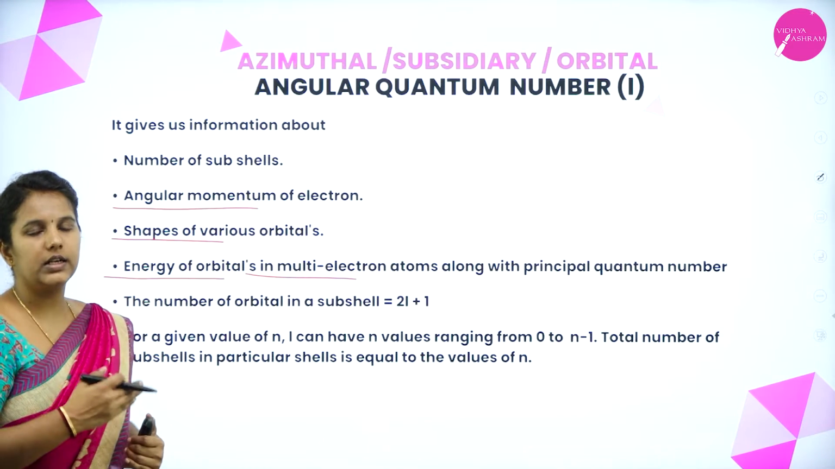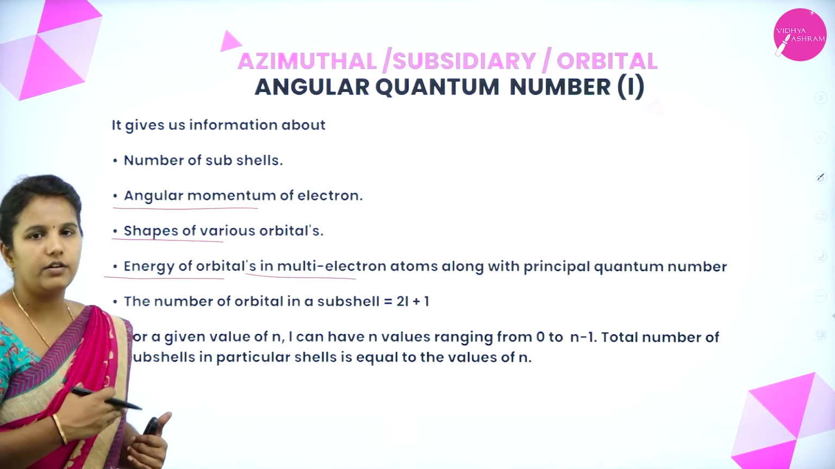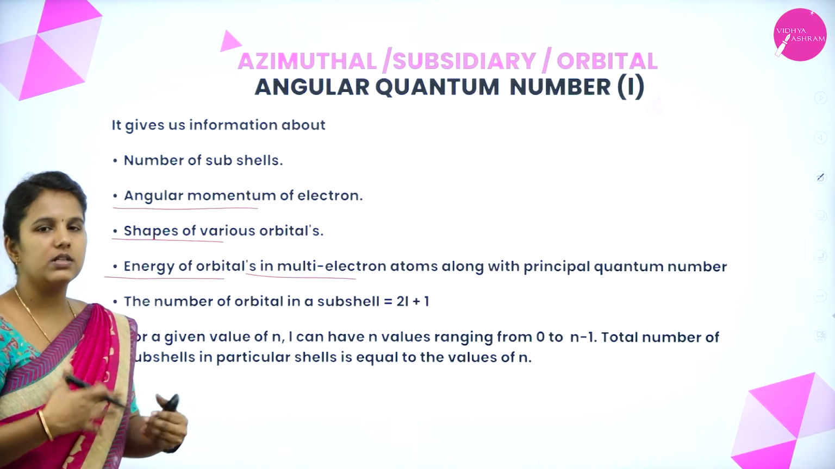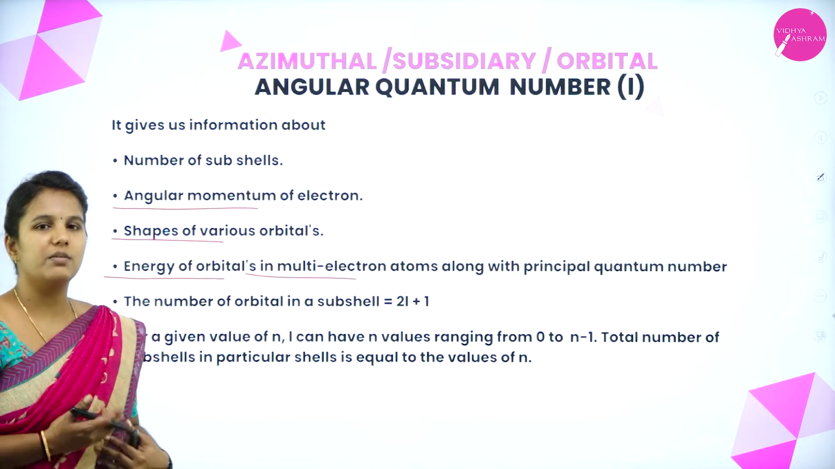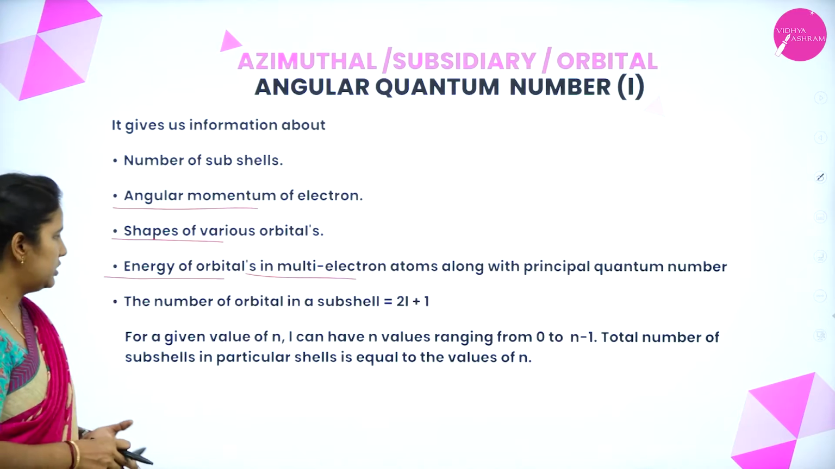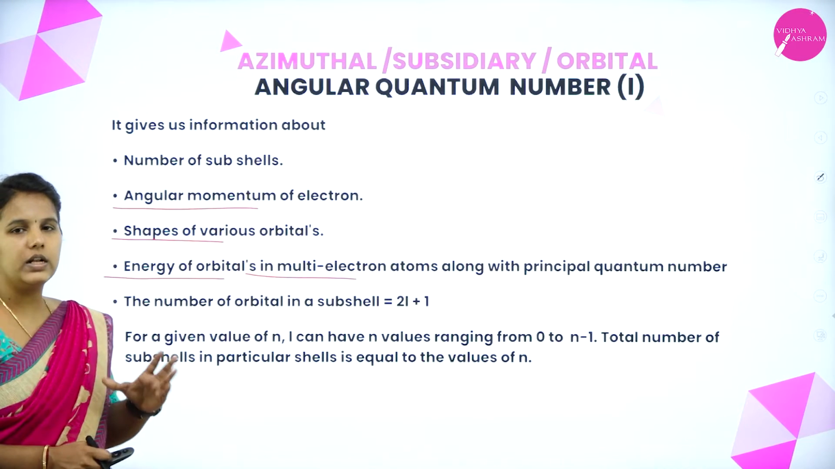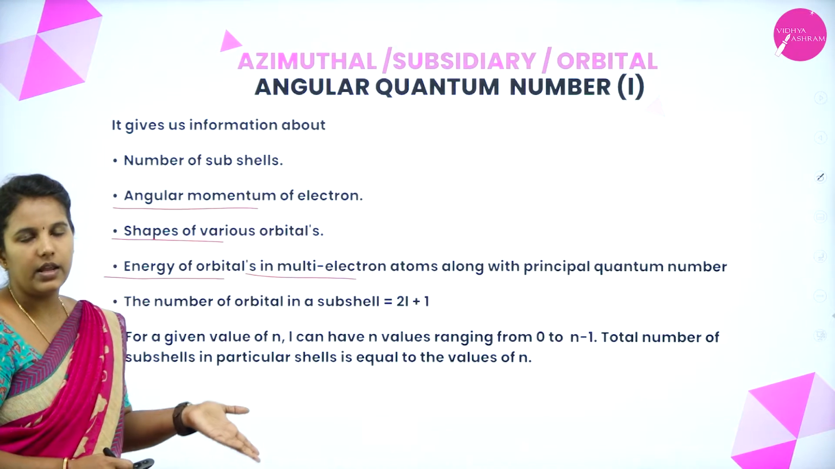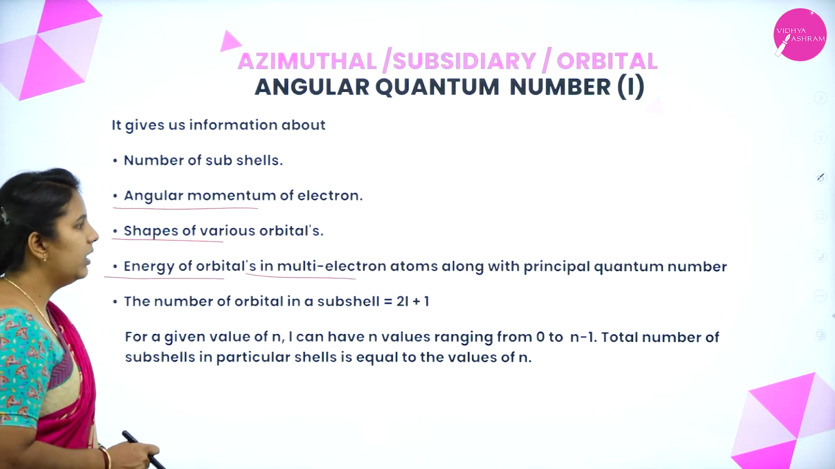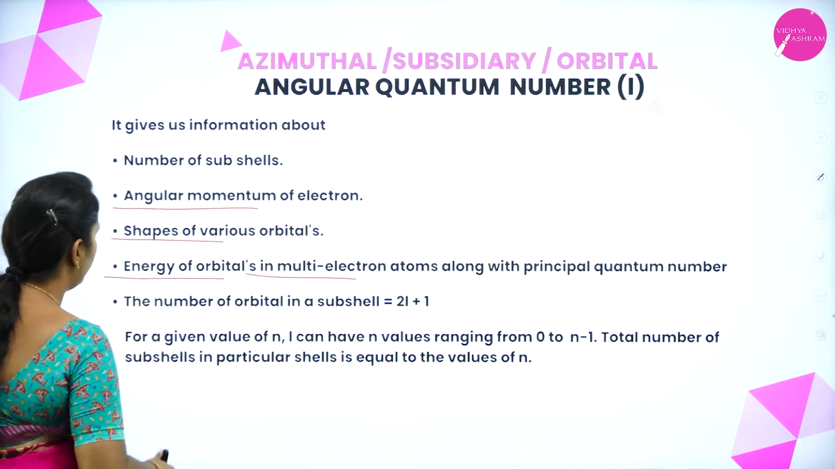Suppose you consider carbon, nitrogen, oxygen; in all those elements, the number of electrons is more as compared with hydrogen. In such a situation, the energy of an orbital can be understood by using this azimuthal quantum number along with the principal quantum number.